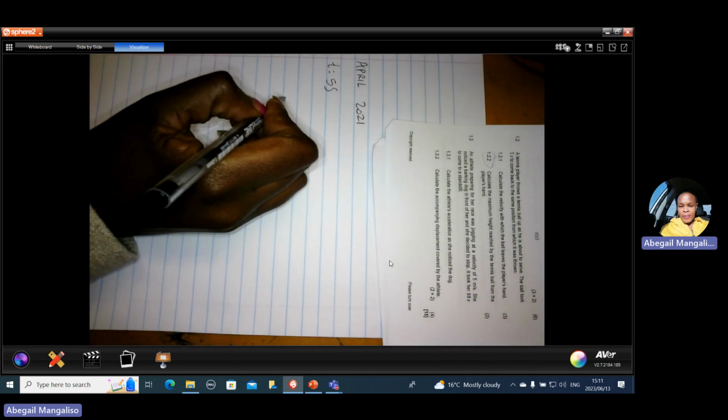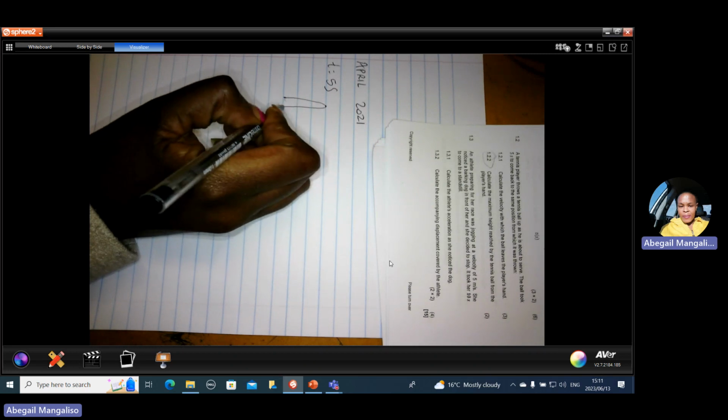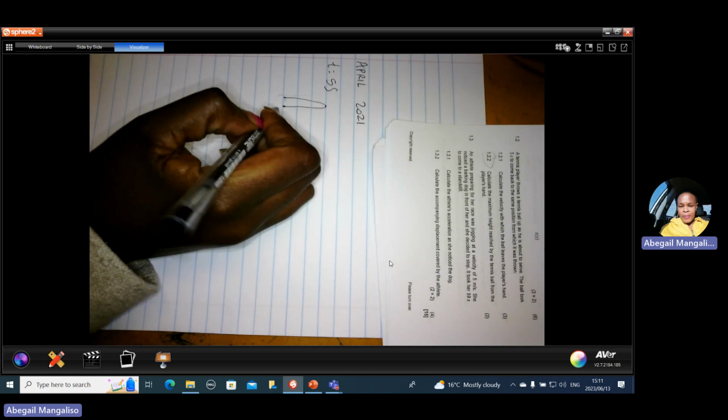A tennis player throws a tennis ball up as he's about to serve. The ball took 5 seconds to come back to the same position from which it was thrown. So you are given time here as 5 seconds. The total journey took 5 seconds.